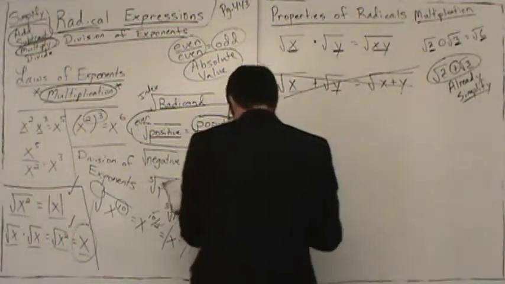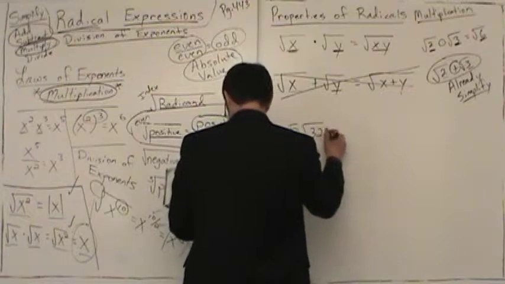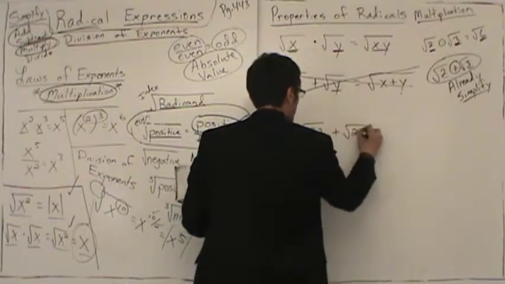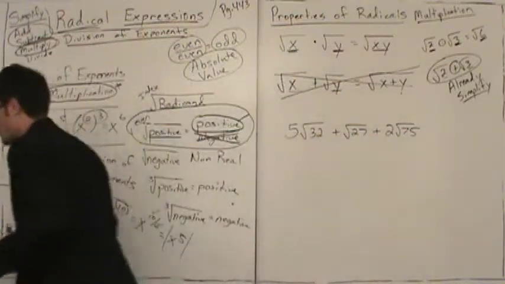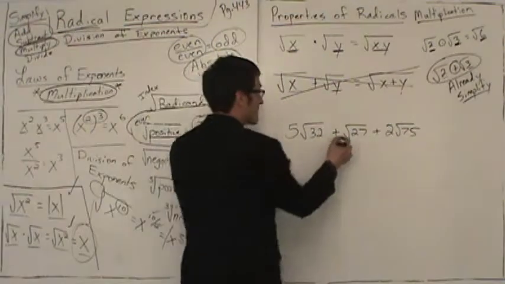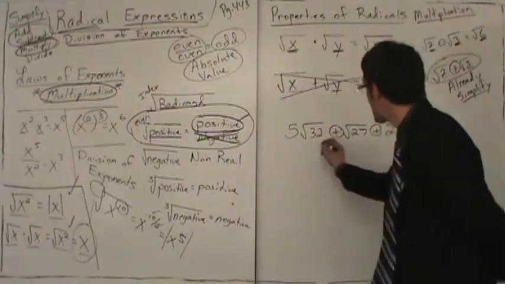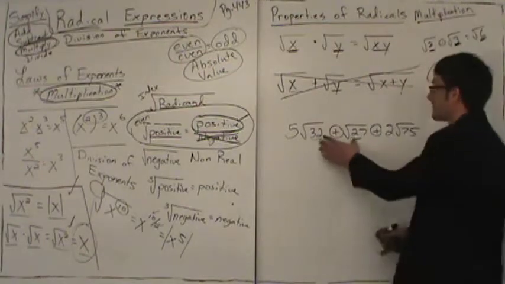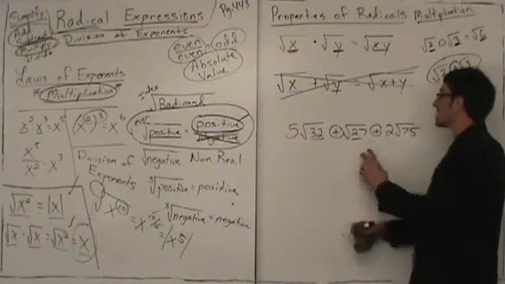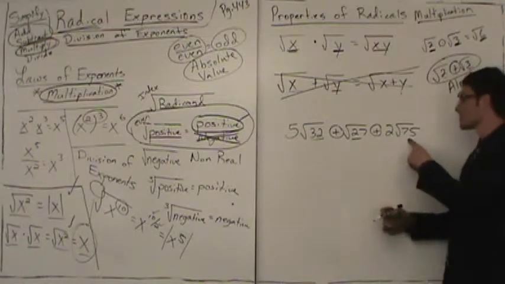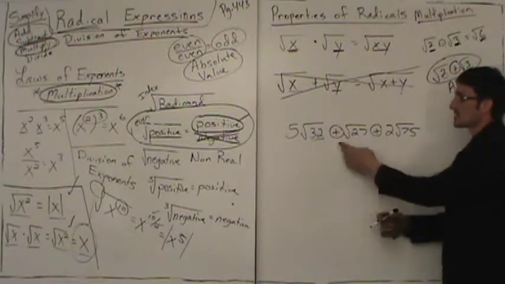So we're looking at number 9. 5 root 32 plus the root of 27 plus 2 root 75. Okay, so we notice first off, what operation do we have between our radicals? We have addition. So the question is, can we add the radicand 32 to the radicand 27 and get 59? No. Can we add 27 to 75 and get 102? Absolutely not. So we cannot add the radicands together. So what do we do here instead?